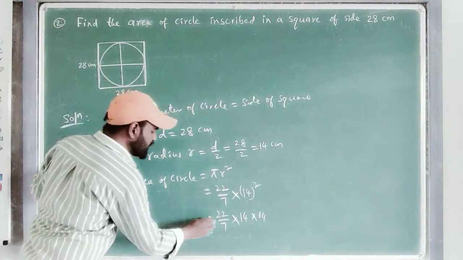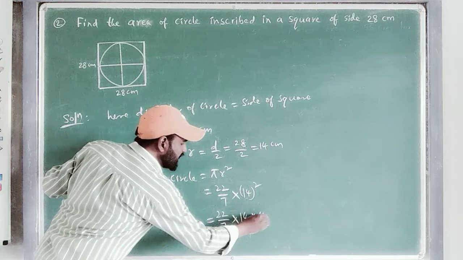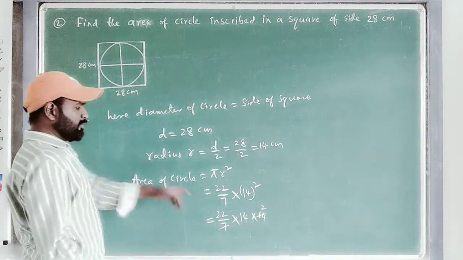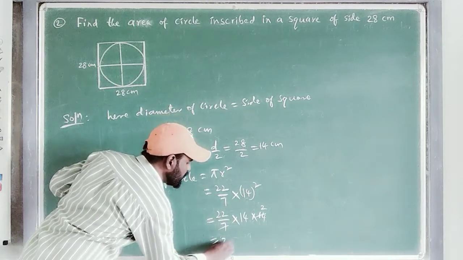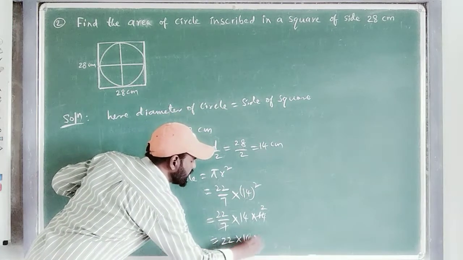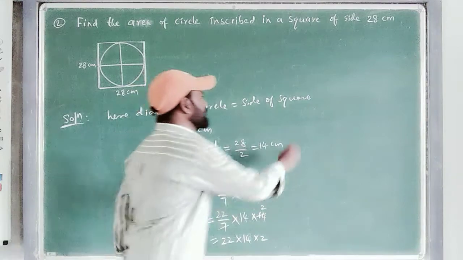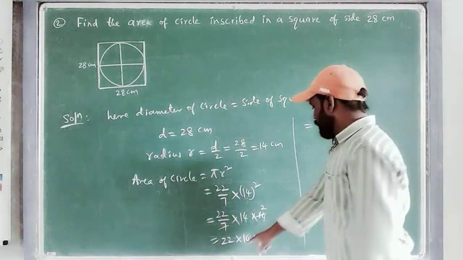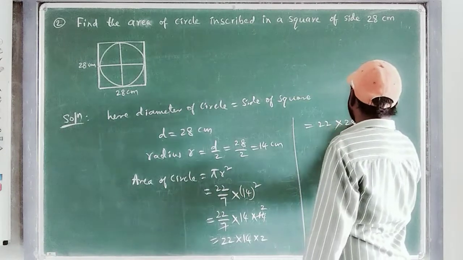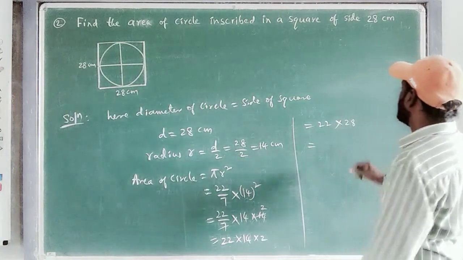So go for the further simplification. 7 1s are 7, 7 2s are 14. Remaining is how much? 22 into 14 into 2. So what is simplification? 22 into 14 into 2, 28 again. Okay. Go for the simplification.